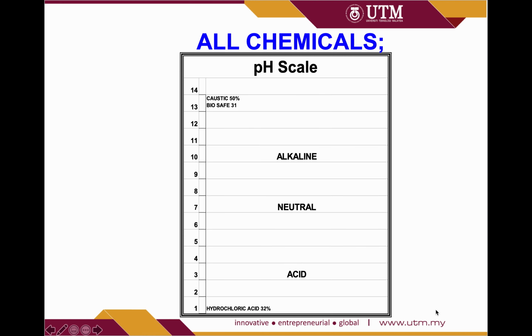Well, just to jog your memory, every chemical has a pH. If you don't know what a pH is, don't ask me. Go and Google it up. So pH determines the activity. It could be from 1 up until 14. It could be either acid or alkaline, or neutral if it's around pH 7.